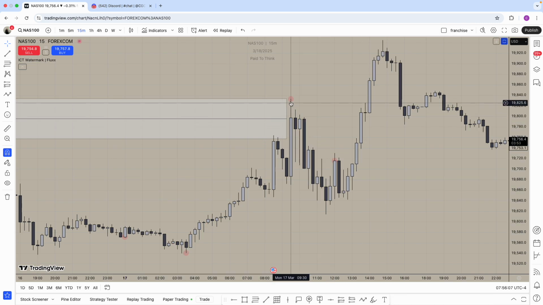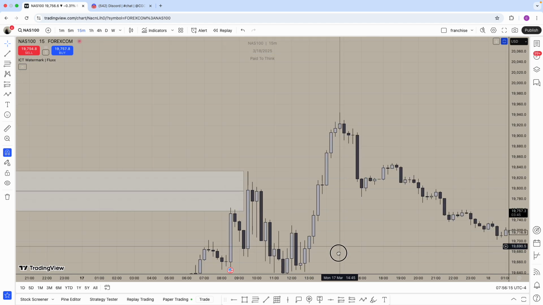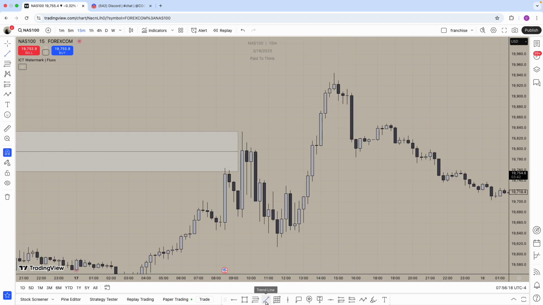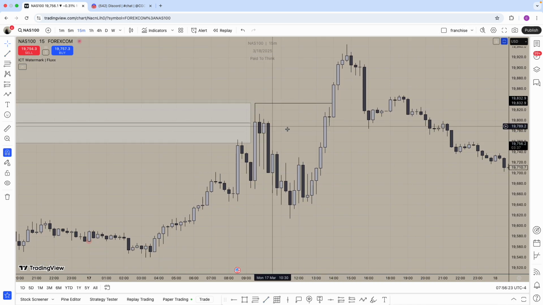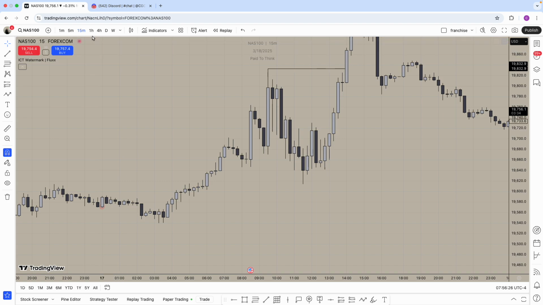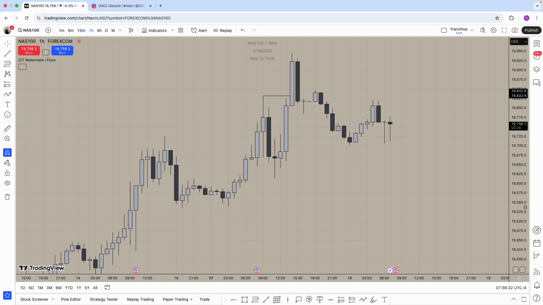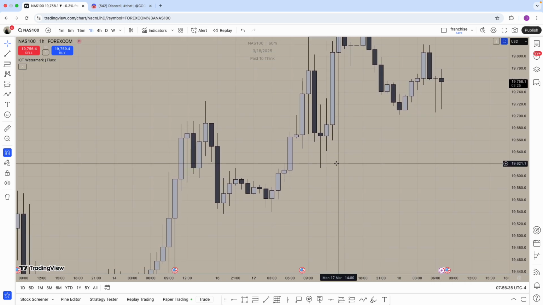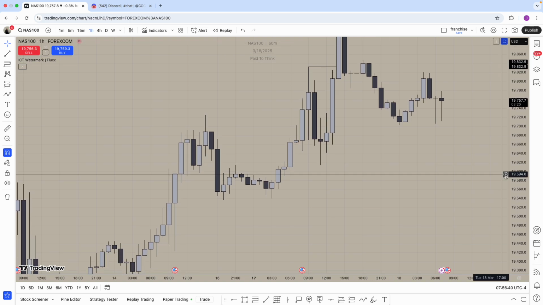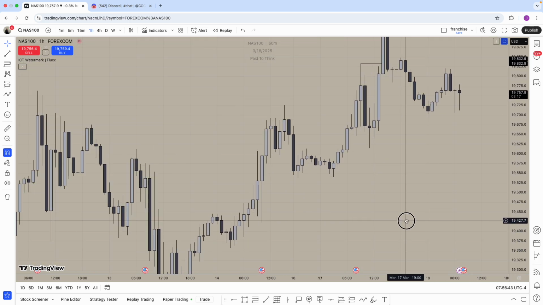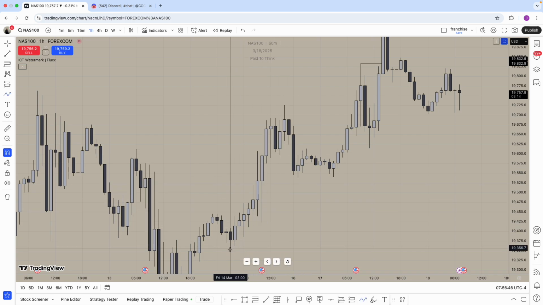Bang. Now, last part of the video. Why did we then finally reverse to the market maker buy model, buy side liquidity? What do we tap into, guys? What does it look like? What does this image look like? Just mark it like that.